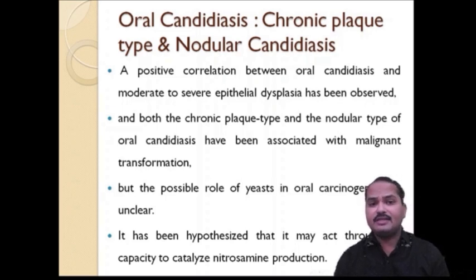So whenever we are having such a lesion, we should check for the dysplastic changes under the microscope. So both these plaque type and the nodular type have been associated with malignant transformation, meaning thereby if we see such a tissue, we should take it for biopsy and rule out any malignant changes, and also keep the patient under follow-up.